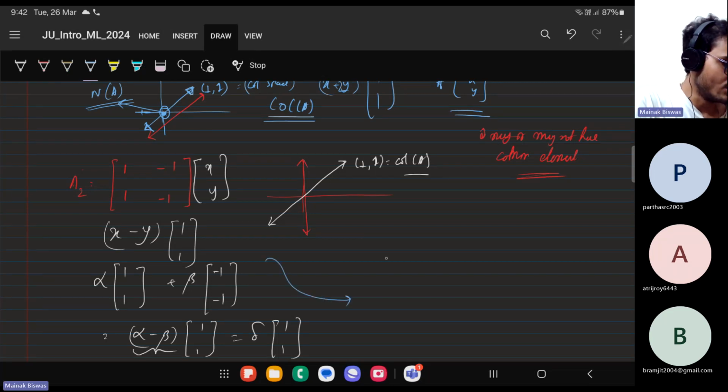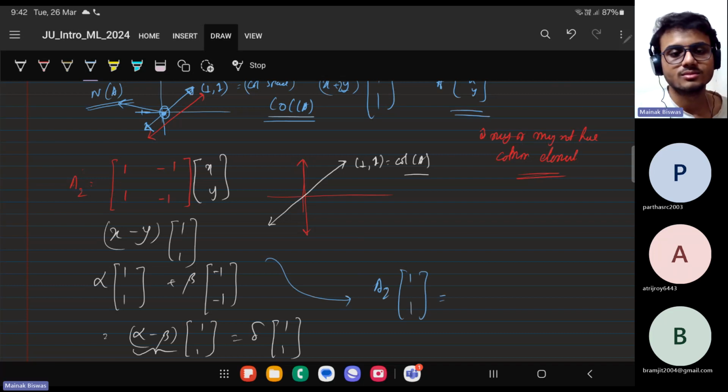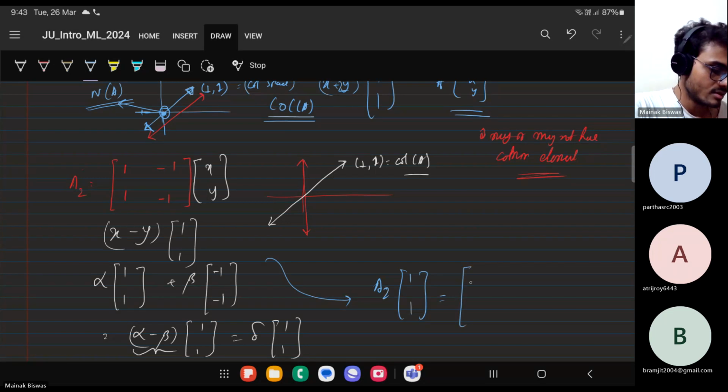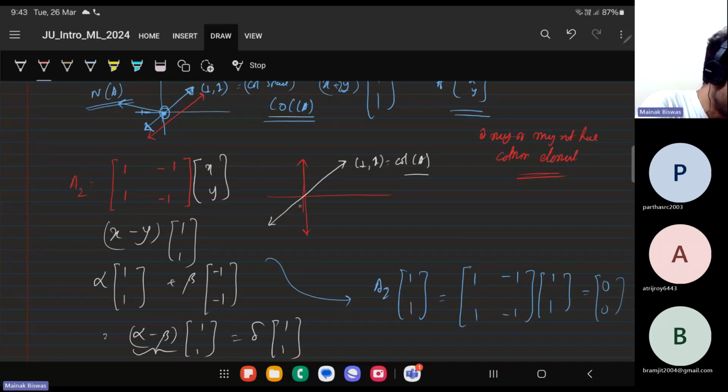Good. When you see this later, it will be easier for you. Again, A into 1 1. What is it? What is A into 1 1? It is 0 0. So 1 1 is also in the column space, yes or no? Is also in the null space? Yes.